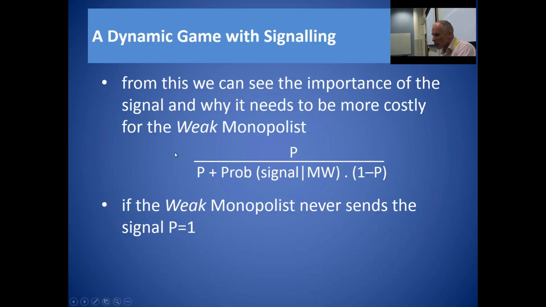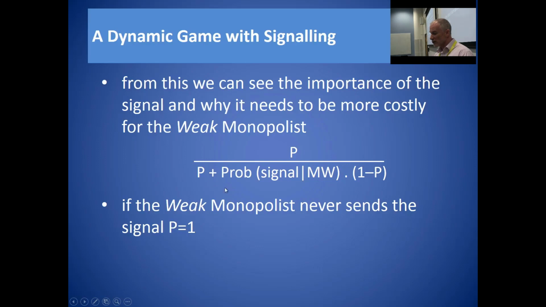So, what has that got to do with that part there? Well, if the weak monopolist never sends the signal, look at this updated value of P. It's that one there. The probability that the signal is sent given that the monopolist is weak. So the weak monopolist never sends a signal, that probability is 0. So that is P plus 0 times 1 minus P. So that is P over P. So our updated value of P then becomes 1. Given that the signal is received, what's the probability of the monopolist being strong? It's 1. It's absolutely guaranteed. There's no chance, 0 chance, of the monopolist being weak.